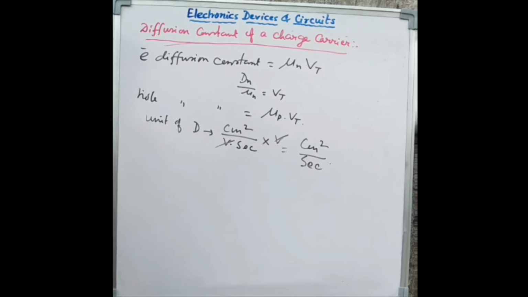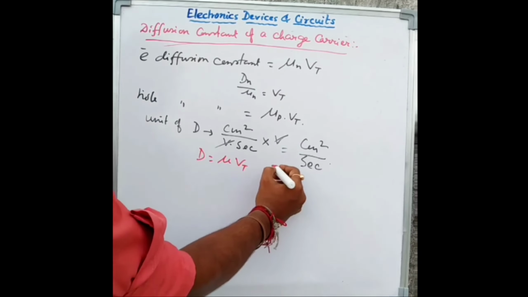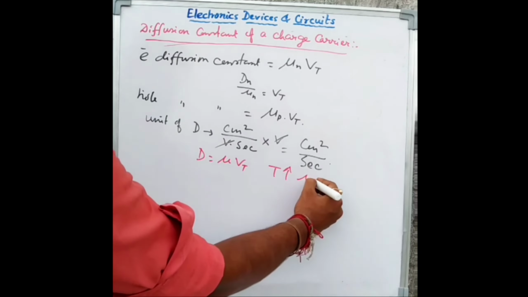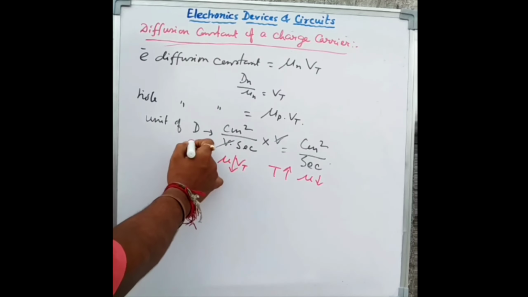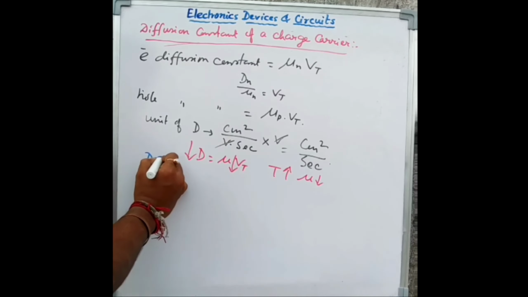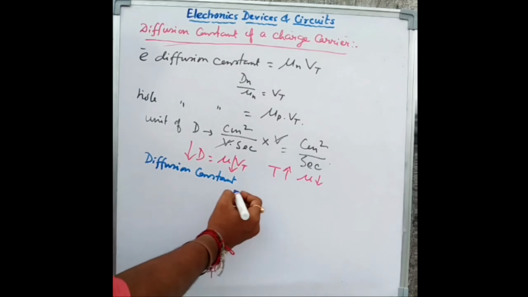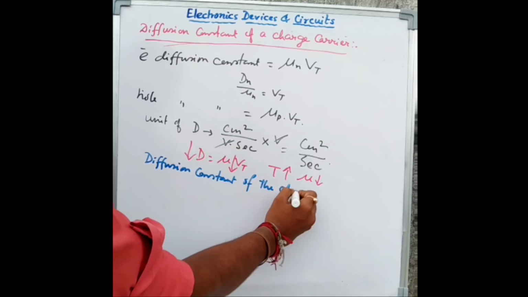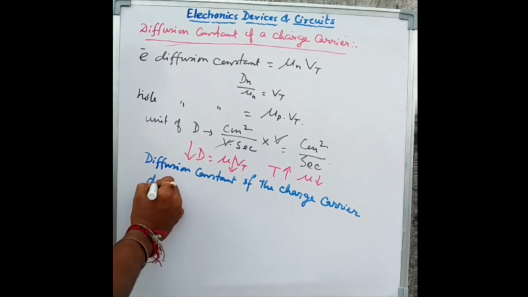Now D equals μ into Vt, we know this relationship. Whenever temperature increases, we know the mobility of the charge carrier decreases. This μ will decrease, and μ decreasing means D will also decrease. So I can write that with the increase of temperature, the diffusion constant of the charge carrier decreases with the temperature.